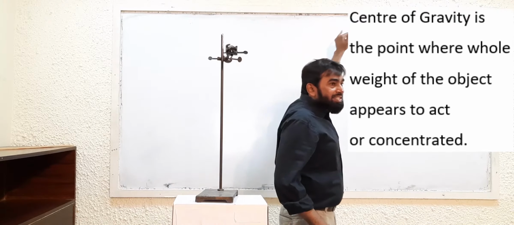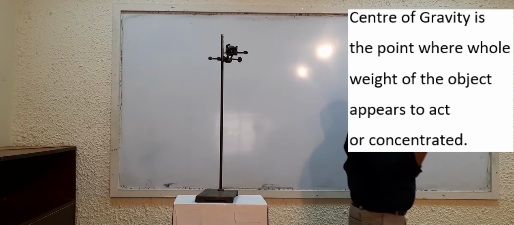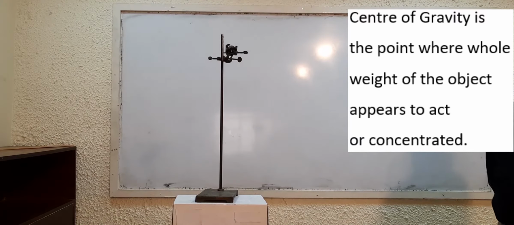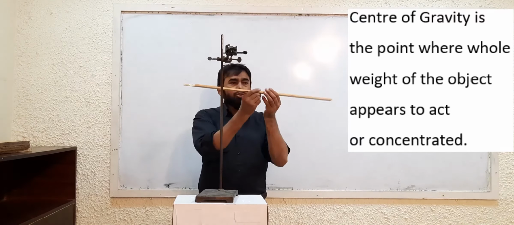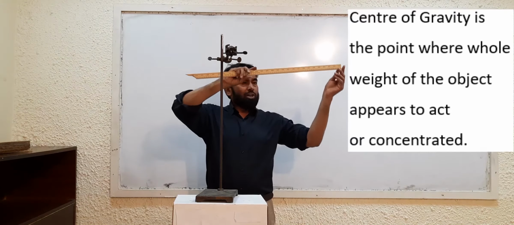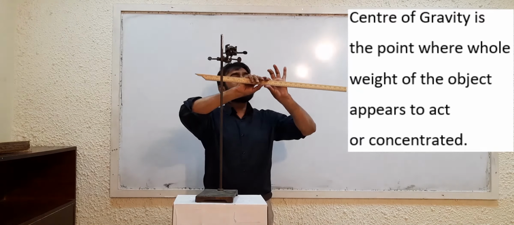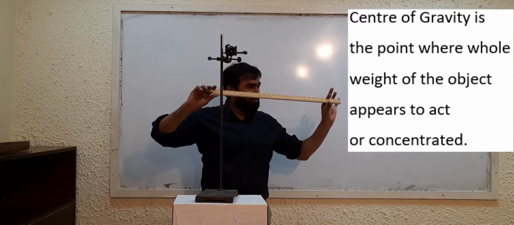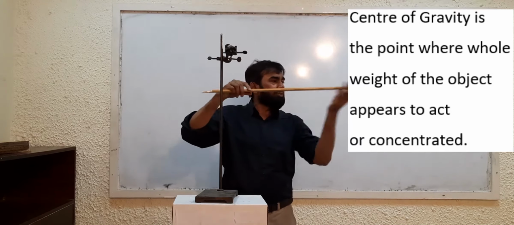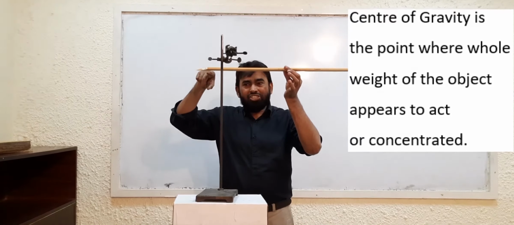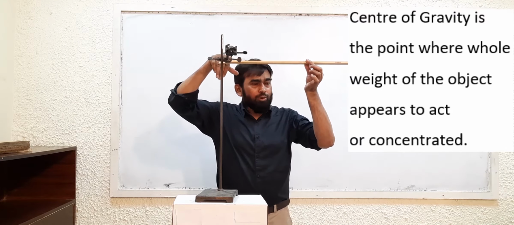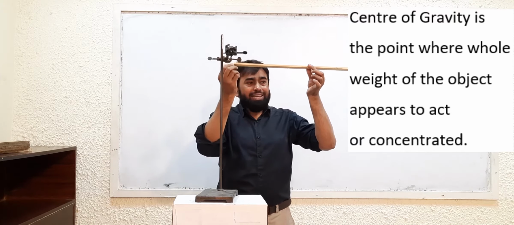So center of gravity is the point where the whole weight of the object appears to act. If I am talking about this ruler, it has non-uniform mass. It is broken from this side, okay? It is not broken, so it doesn't have uniform mass all over this ruler. So if we divide this ruler into different parts, each and every part of this ruler has its own weight, okay?